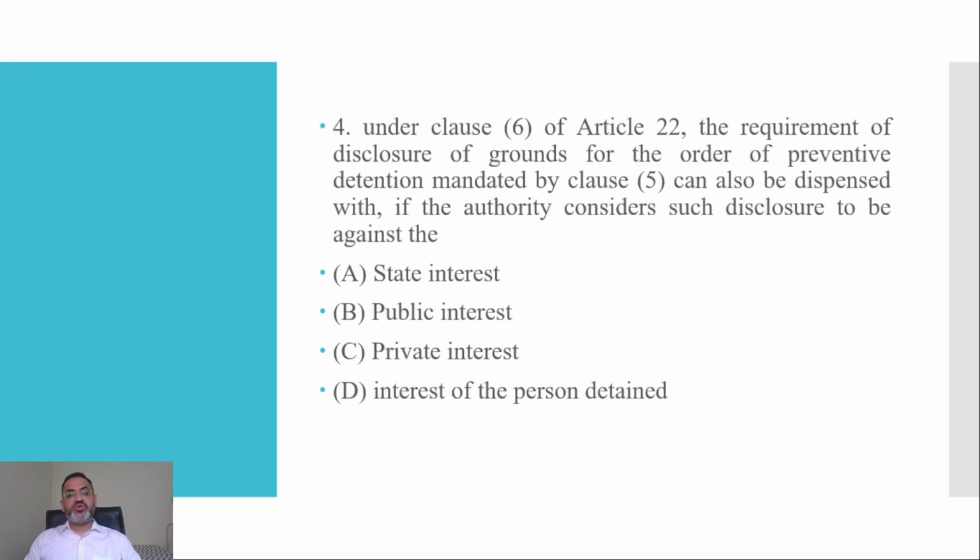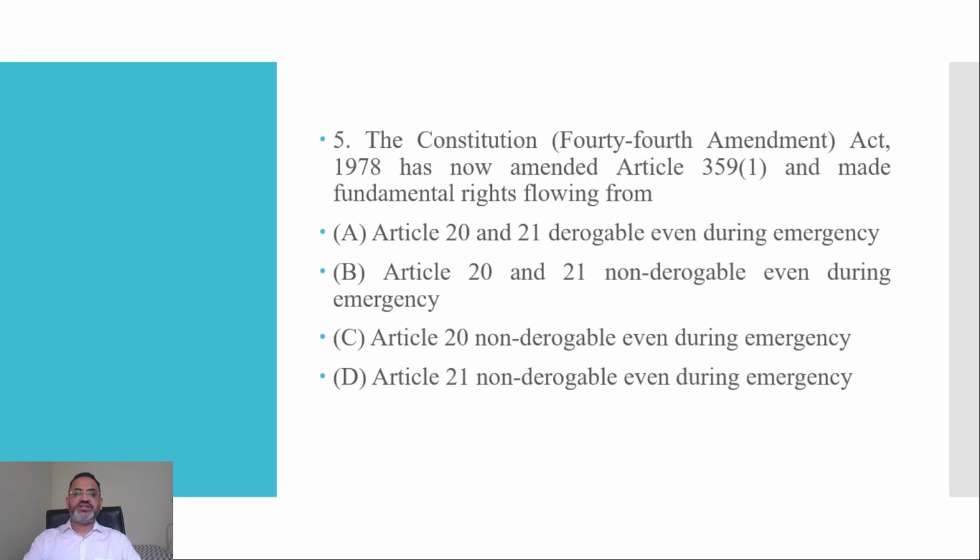Question number 4. Under Clause 6 of Article 22, the requirement of disclosure of grounds for the order of preventive detention mandated by Clause 5 can also be dispensed with if the authority considers such disclosure to be against public interest. That's directly borrowed from the passage. State interest, private interest, interest of person detained, no, these are not the right answers. Option B, public interest, is the right answer.